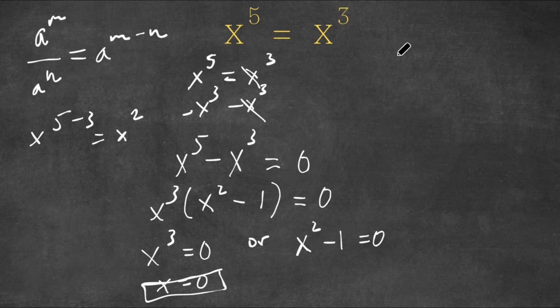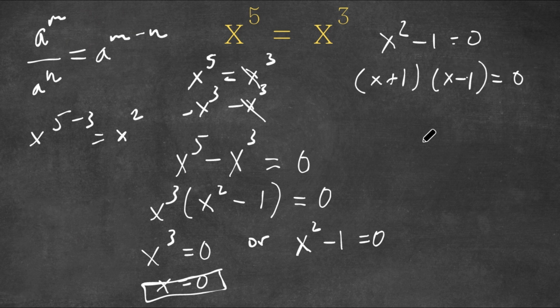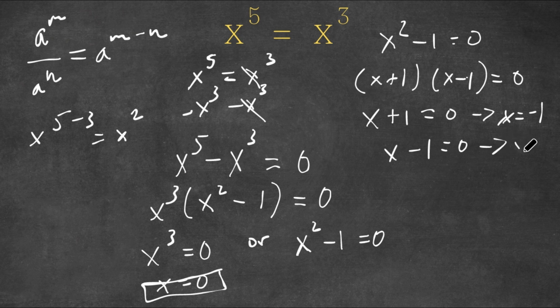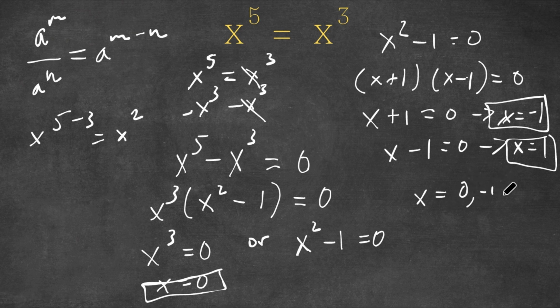Now for x squared minus 1 equals 0, x squared minus 1 is the same thing as x plus 1 times x minus 1 is equal to 0. And now this gives me two equations again. I have x plus 1 equals 0 and x minus 1 equals 0. For x plus 1 equals 0, x is equal to negative 1. And x minus 1 equals 0, x is equal to positive 1. So these two are, again, two more solutions. So my three solutions for x are x equals 0, negative 1, and positive 1.